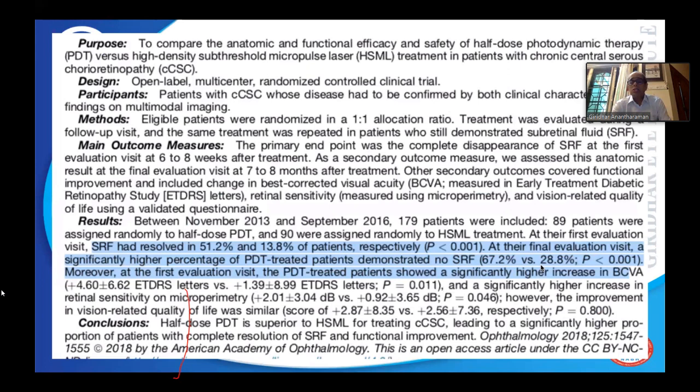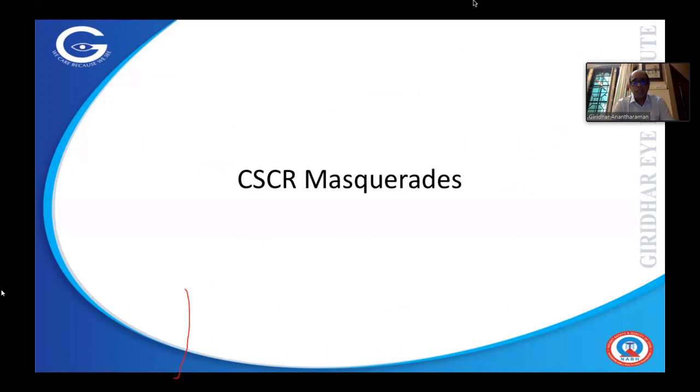Therefore, the role of micropulse laser in CSCR is still debatable. The only advantage is it's not very expensive, but the availability of micropulse laser was also very less. Very few centers have micropulse laser. CSCR masquerades is very important. In one slide, I will just explain everything to you.